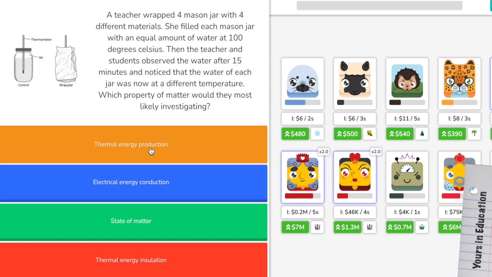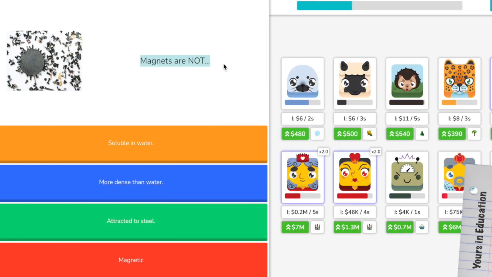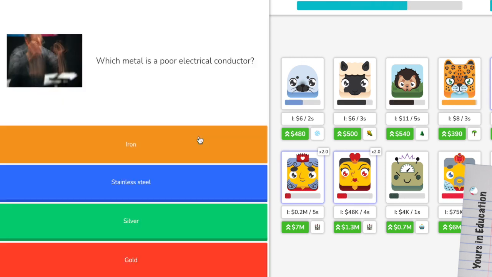Okay, thermal energy production, no, they're not producing heat. Electrical energy conduction, they do not conduct electricity here. No, you don't want to have electricity in your mason jar. State of matter, no. Thermal energy insulation, for sure. Magnets are not soluble in water. Yes, that's true. More dense than water? That's false. Magnets are not more dense than water. Attracted to steel. False. Magnetic. So they are not soluble in water for sure.